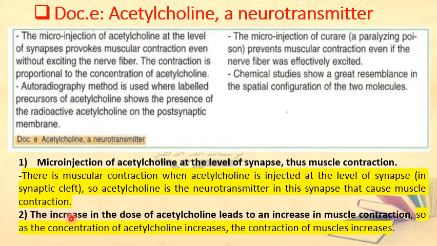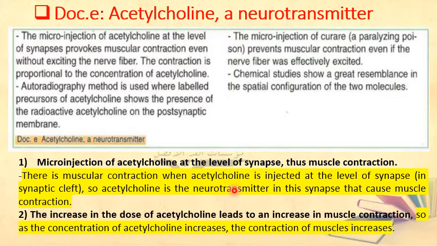The second idea: the increase in the dose of acetylcholine leads to an increase in muscle contraction. You have to know also that we have a directly proportional relation between the amount of acetylcholine and the muscular contraction. The more acetylcholine we have, the more your muscles are going to contract. So as the concentration of acetylcholine increases, the muscles are going to contract more. So they are directly proportional to each other.